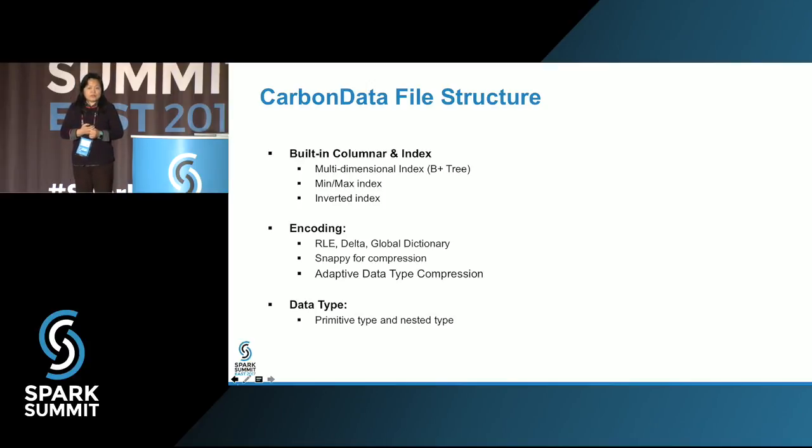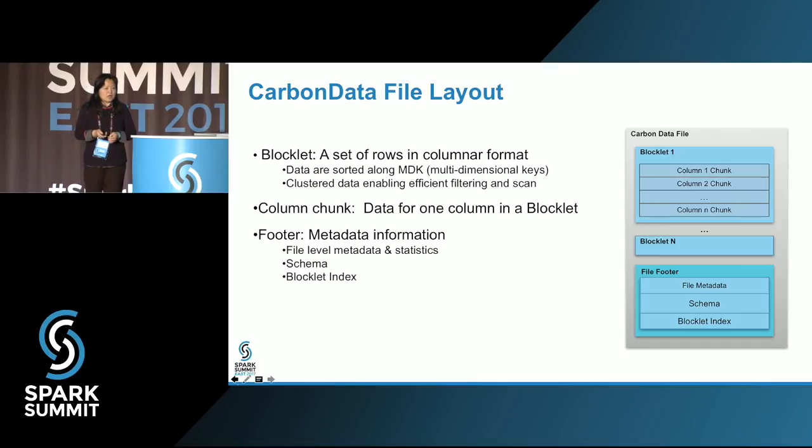For compression, we support snappy compression. We also support adaptive data type for compression, which takes into account the data statistics of the column to have a better compression ratio. For supported data types, we support all primitive data types and a couple of nested data types like struct and array. Now let's move on to take a closer look at how a Carbondata file is laid out.